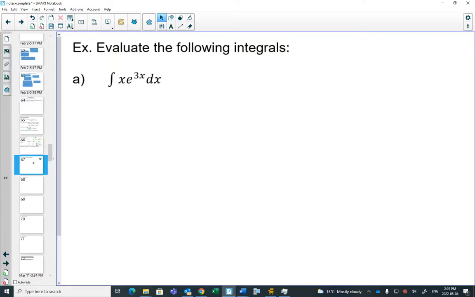So here's the integral. Initially, at this point, you might be like, oh, maybe it's substitution. And this is what makes integration by parts and integration by substitution a little bit harder: now you have two options.